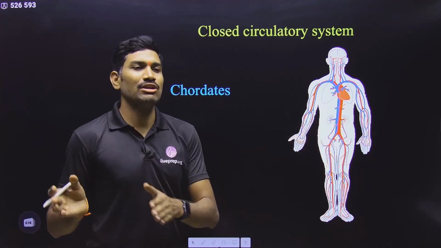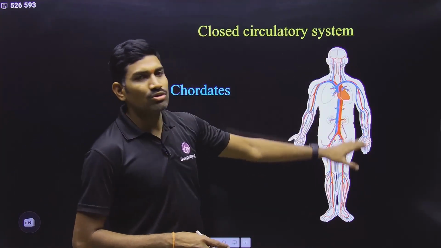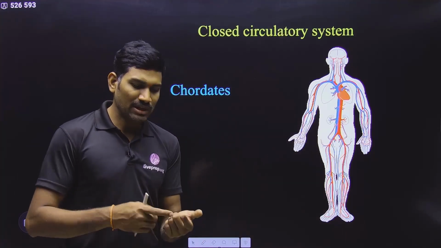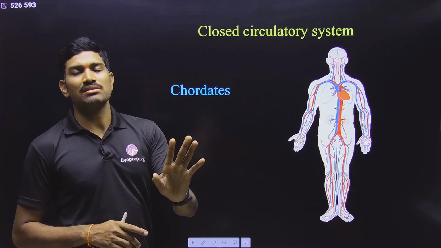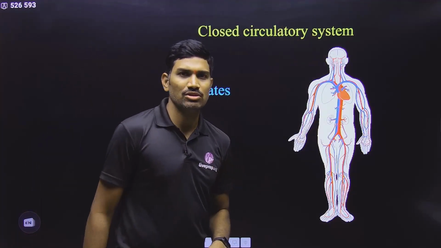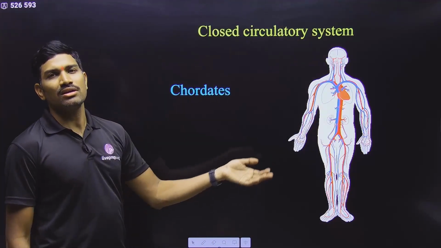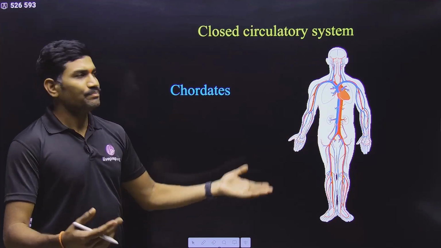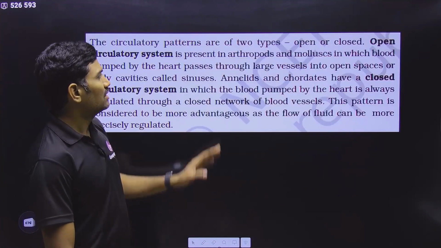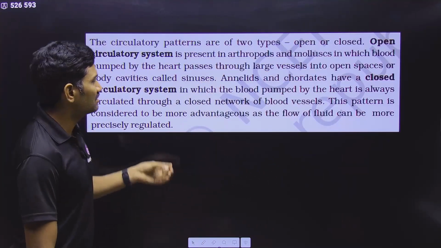That is the reason why in evolution higher organisms evolved closed circulatory system. That's why fishes, amphibians, reptiles, birds, mammals, including human, all have closed circulatory system only. So simply we write that chordates have this closed circulatory system. Clear? And now they have given the same sentences in NCERT.